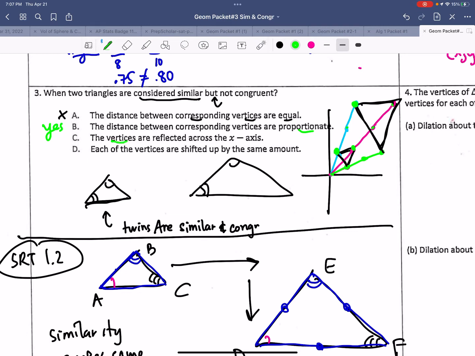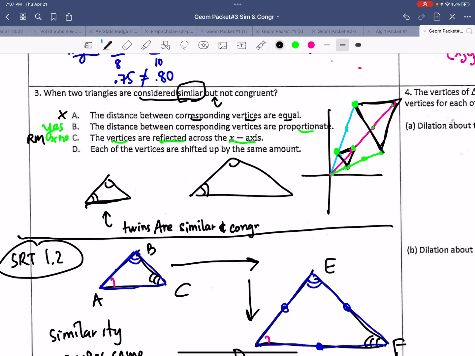The vertices are reflected over the x-axis. Okay, that's no. Reflection is rigid motion, meaning it doesn't get bigger or smaller. If it's similar, it has to get bigger or smaller.